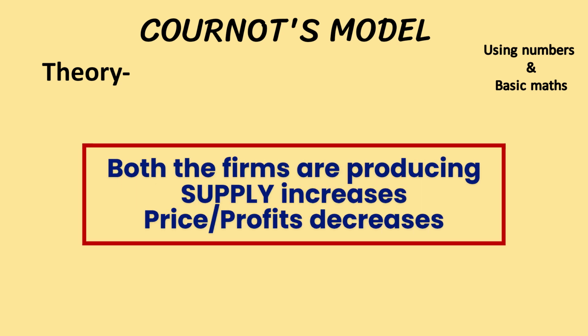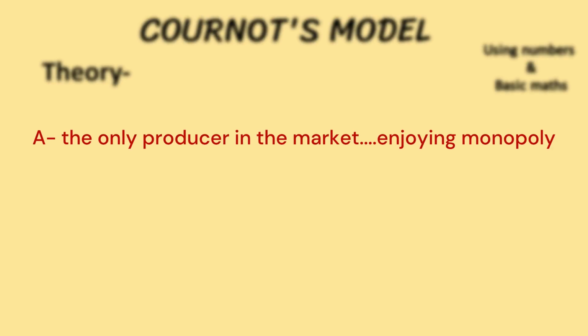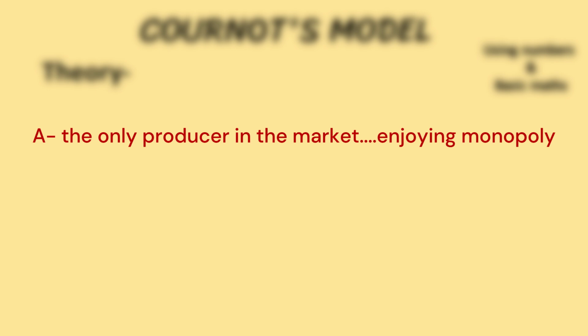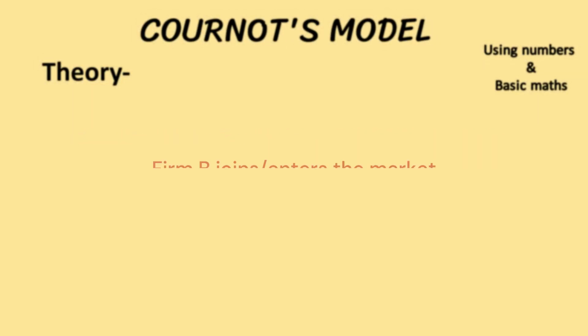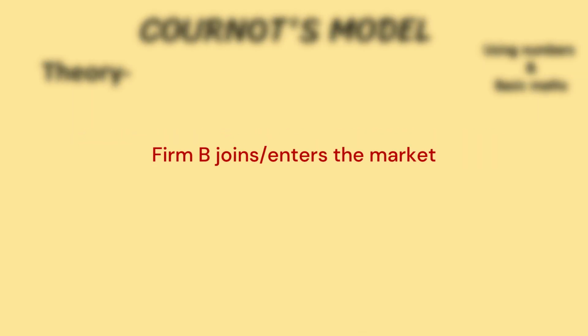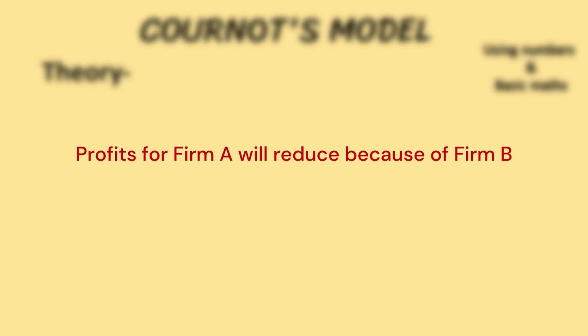Since both the firms are now producing, supply has increased. And as a basic concept of economics, we know that when supply increases, it leads to a decline in prices, and so the profits will also fall. So, what exactly has happened? We started with firm A, the only producer in the market, enjoying monopoly and pricing at a very high rate, which is the monopoly price, earning profits. Seeing this, B joins in to earn profits, because of which supply has increased. As a consequence, it has led to a decline in the prices and profits of the output. So, A's profits have reduced because of B's production of the same good.